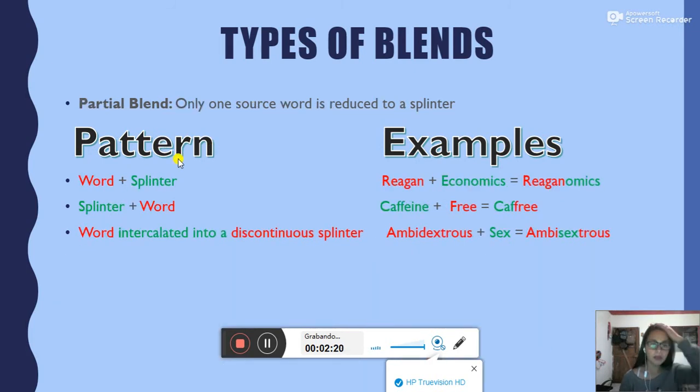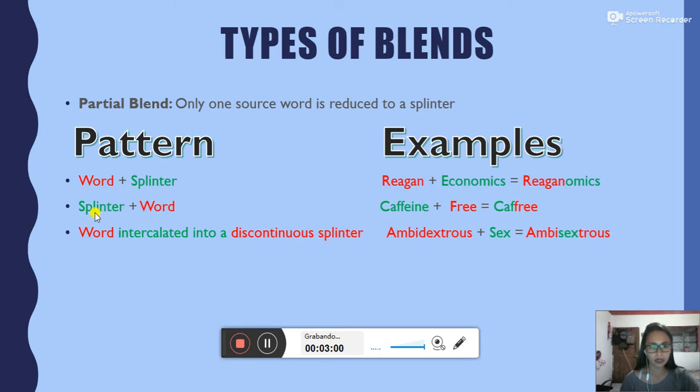The second type is a partial blend. Only one source word is reduced to a splinter, or combined part of a word with a full word. The first pattern is when I use the complete word, the first complete word, plus a splinter. For example, Reagan plus economics results in Reaganomics. I use the first part of this word formation as a complete word, and the second is a splinter.